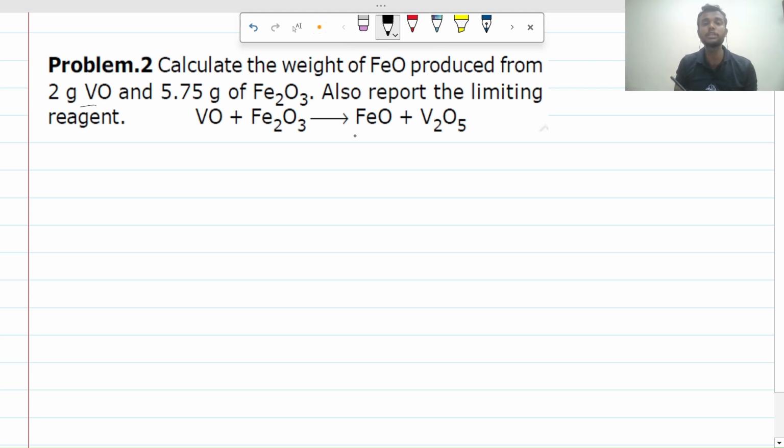Students, let's move to today's question. Today's question is: calculate the weight of FeO produced from 2 gram of VO and 5.75 gram of Fe2O3. Also report the limiting reagent. Here we need to report the limiting reagent also. Okay, let's go with the problem.